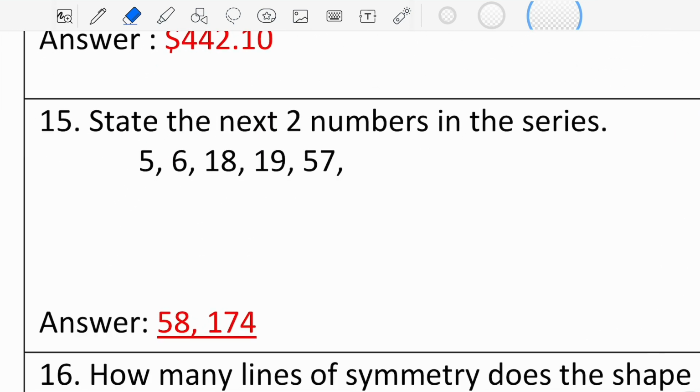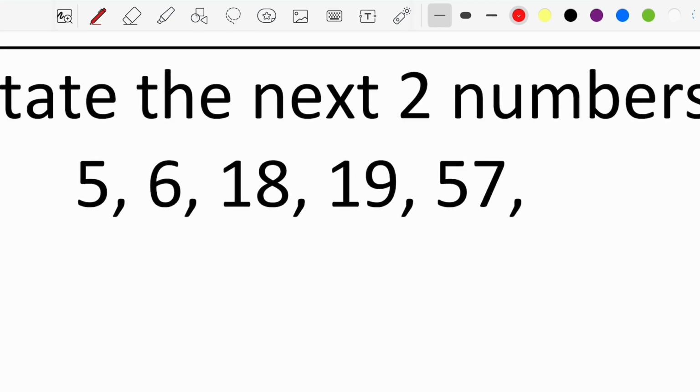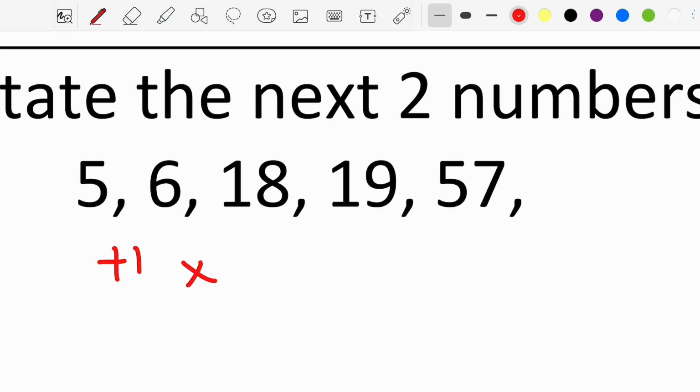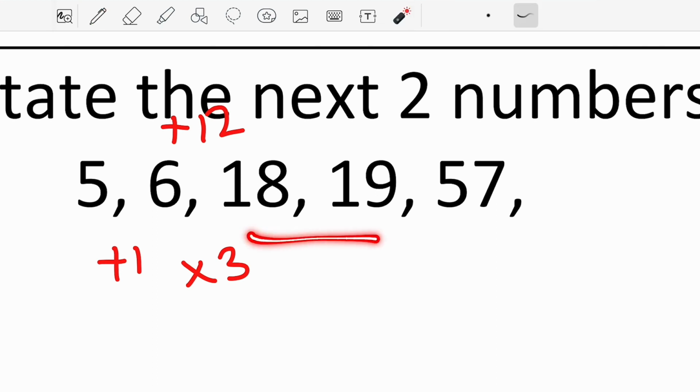Next, we have a pattern. How do we get from 5 to 6? We can add 1. How do we get from 6 to 18? We can either add 12 or we can multiply by 3. How do we get from 18 to 19? Well, we can add 1. So we see that part of the trend repeating.